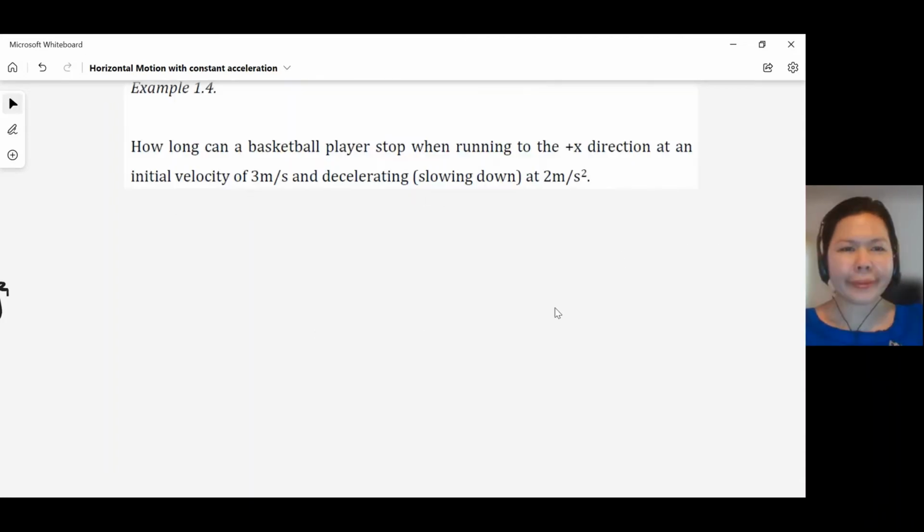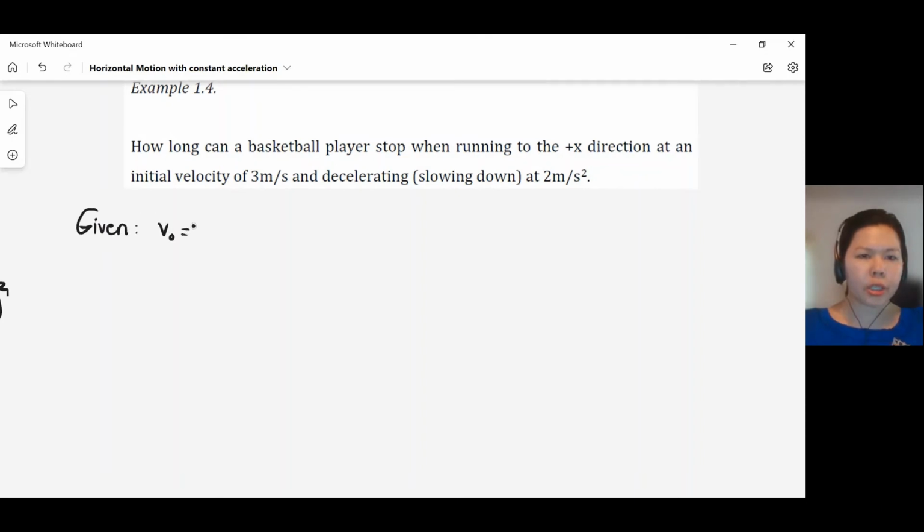Example 1.4. How long can a basketball player stop when running in the plus x direction at an initial velocity of 3 meters per second and decelerating or slowing down at 2 meters per second squared? For the given, we have v initial equal to 3 meters per second and v final, because the player stopped running, so v final is 0, and a is negative 2 meters per second squared.